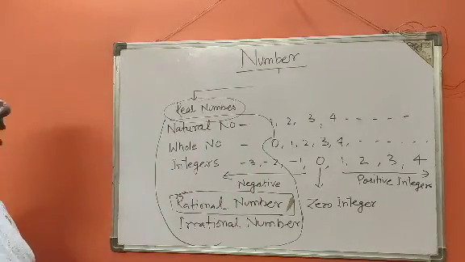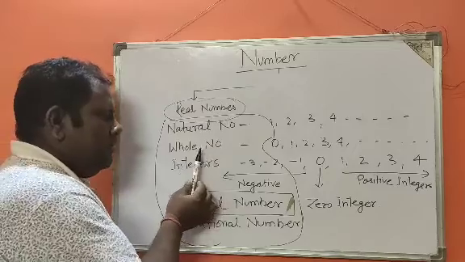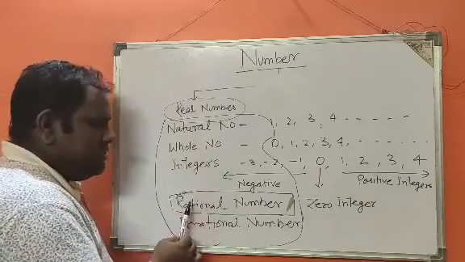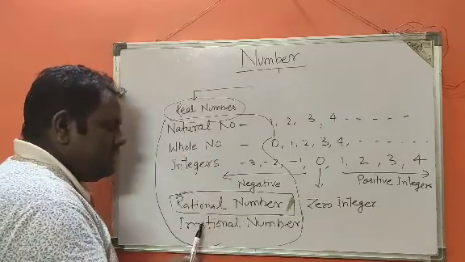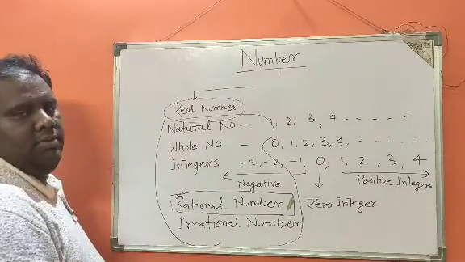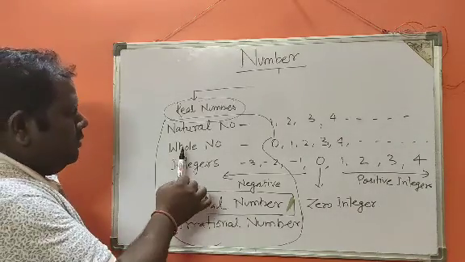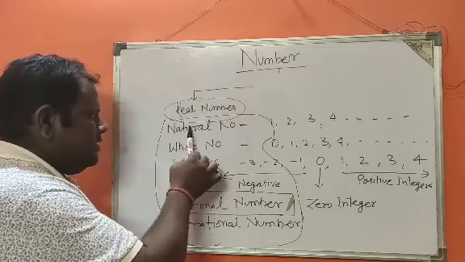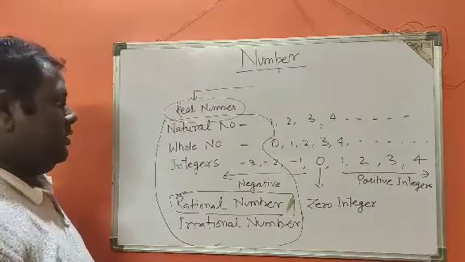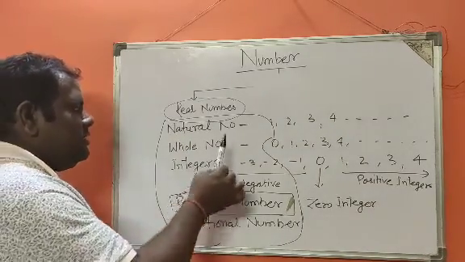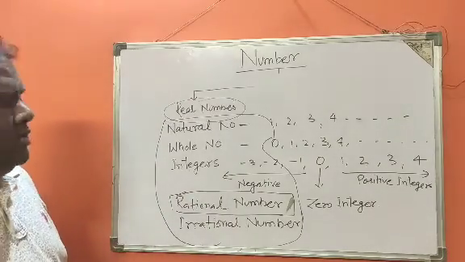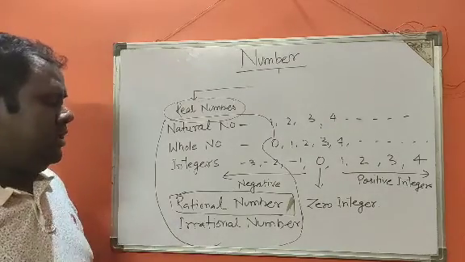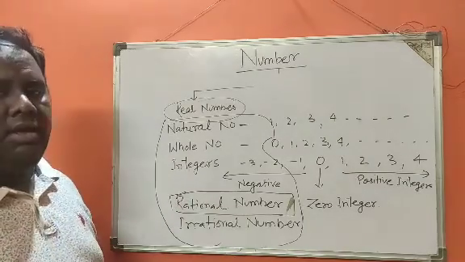It means all the natural numbers are real numbers, all the whole numbers are real numbers, all the integers are real numbers, rational numbers are real numbers, irrational numbers are real numbers. All the whole numbers are not natural numbers. All the integers are not natural numbers. But all the integers are real numbers. So real number is the collection of all the numbers, and among these we have to study rational numbers.